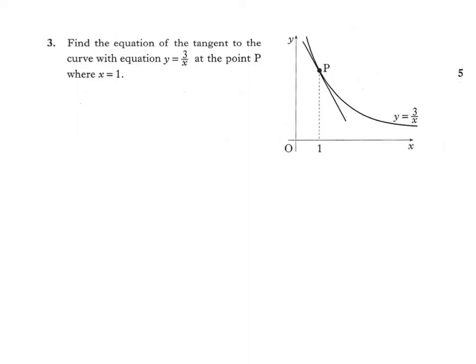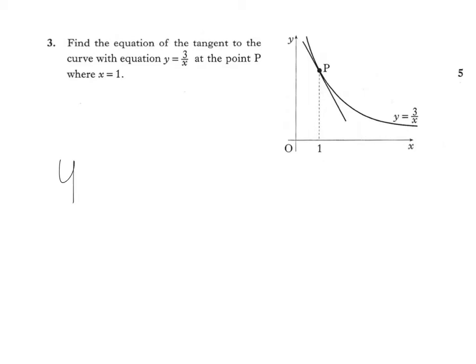Section 10, question 1. Find the equation of the tangent to the curve with equation y equals 3 over x at the point where x equals 1. Remember, a tangent is a straight line, so to find the equation of a straight line, we'd use point and gradient. Gradient in this scenario is gotten by differentiation.